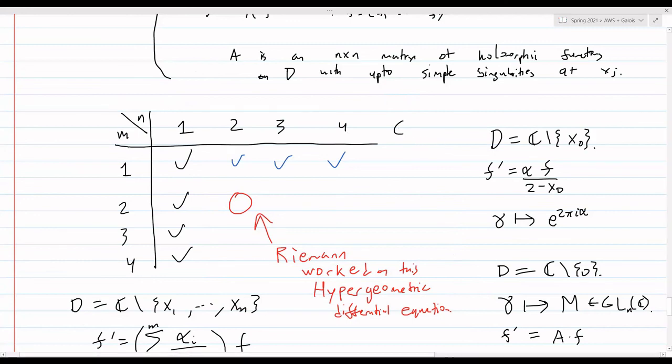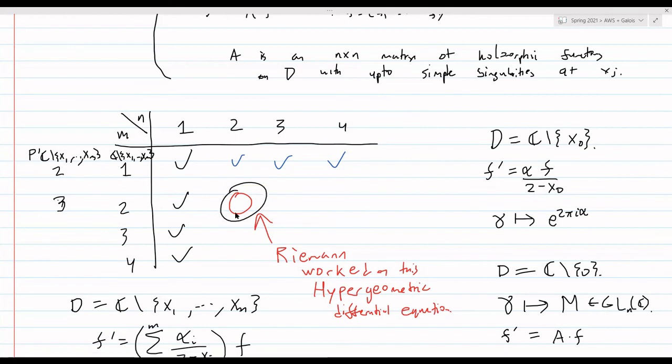Are you saying that this dimension is going to be P1 minus 3 points effectively? Yeah. So this is C minus x1 up to xm, and here we have the projective line P1C minus x1 up to xm. So now I have 2 points that are missing here and 3 points here.